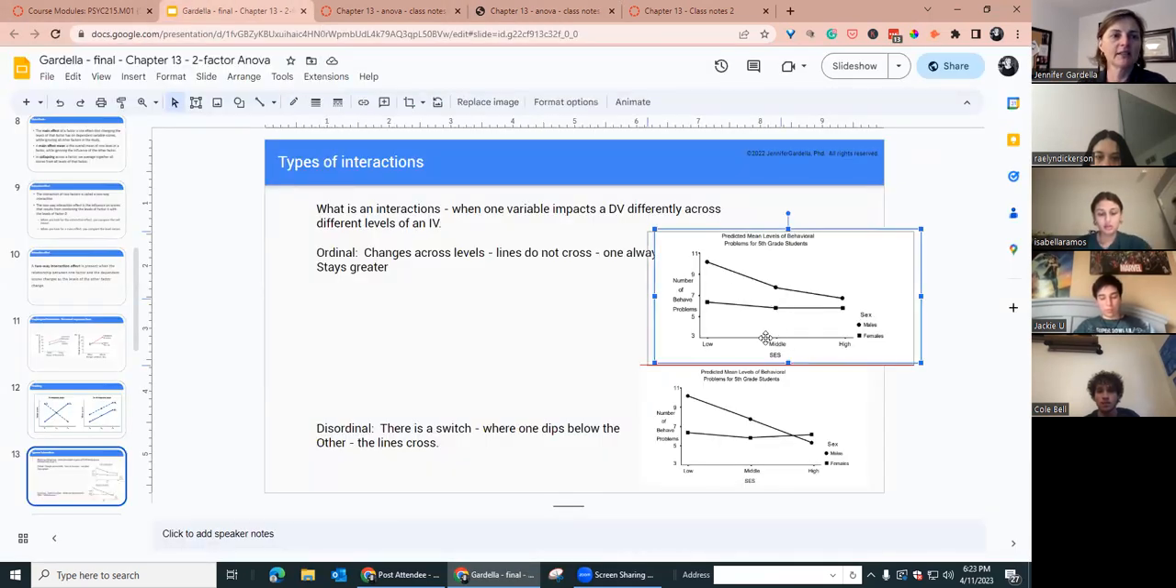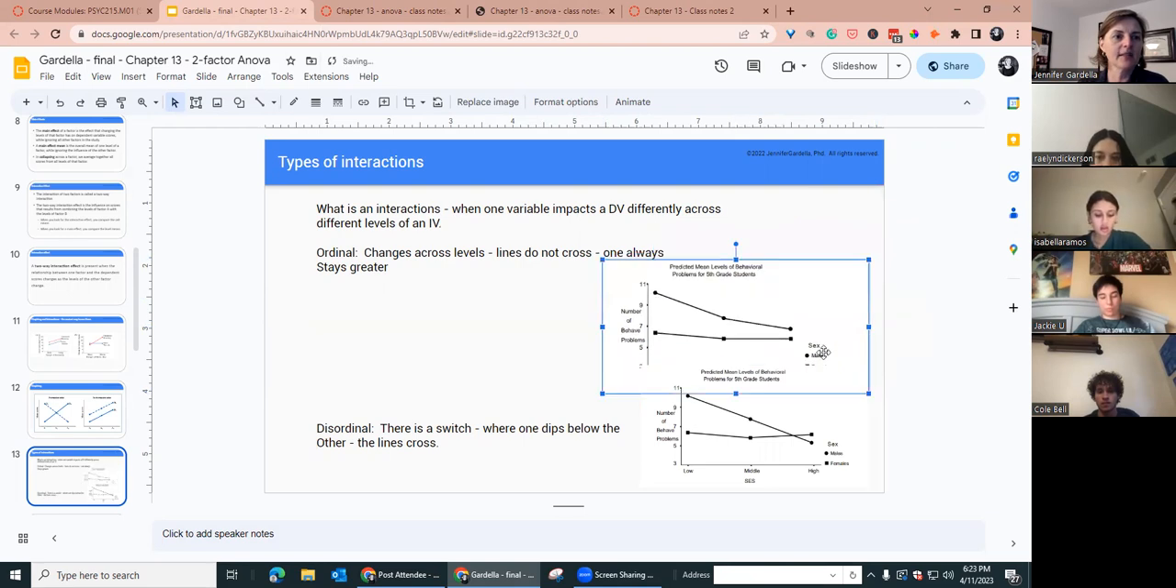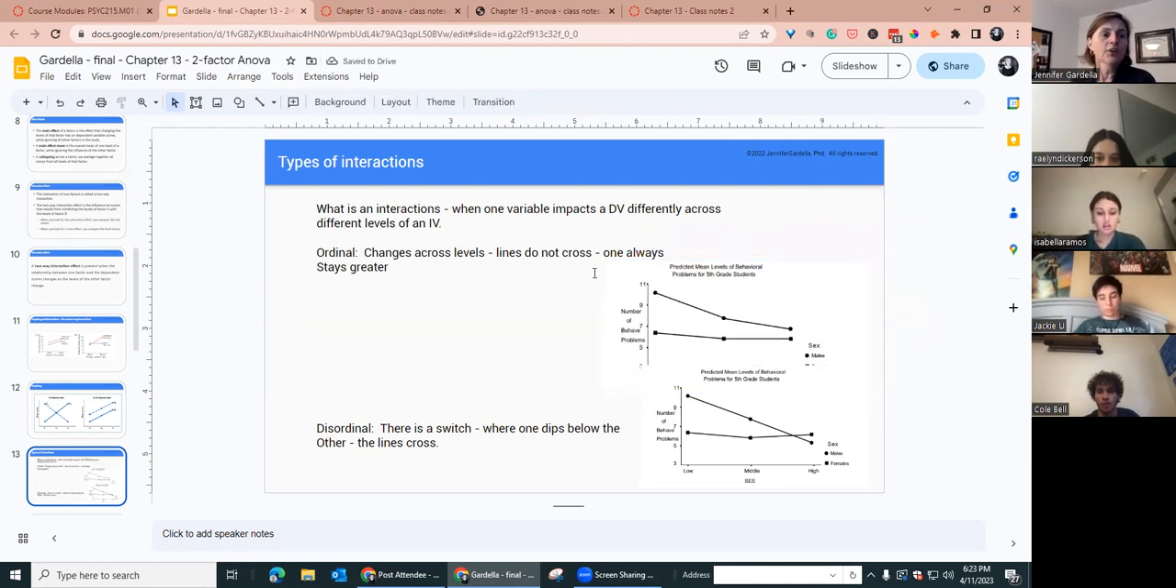So here, this is a little further in the slides, and I covered up some of the typing here. So with an ordinal interaction, there's changes in the levels. The lines don't cross, but one always seems to stay greater, but they lose parallelness in some way. This is when there's a switch. So here, you're graphing gender, male and female, and at some level of socioeconomic status, there's a switch between male and female.